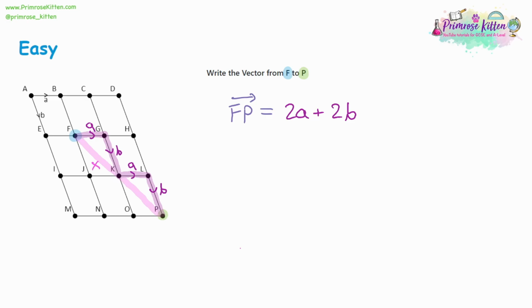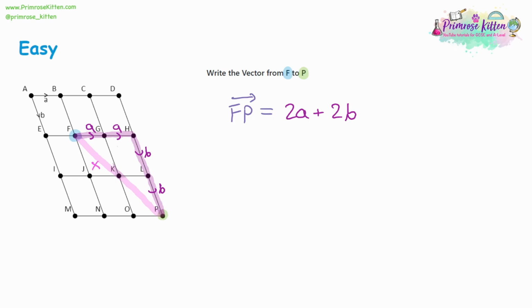Now, you might have noticed other ways to do this. So let's rub this out and have a look at some other ways and see what answers they get. So we're still starting at F and ending at P. What we could do is we could do F to G, G to H, then H to L, and L to P. Now, if we go that way, we're going A, a second A, B, and a second B. And you see, we're getting exactly the same answer.